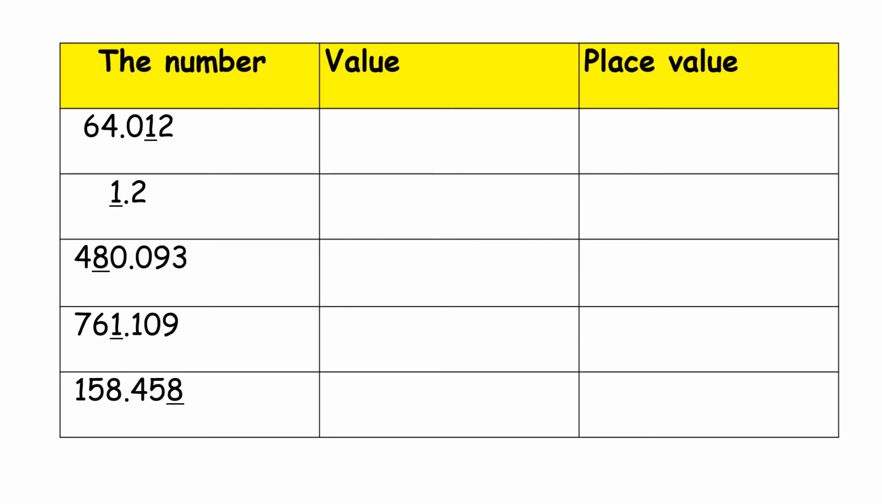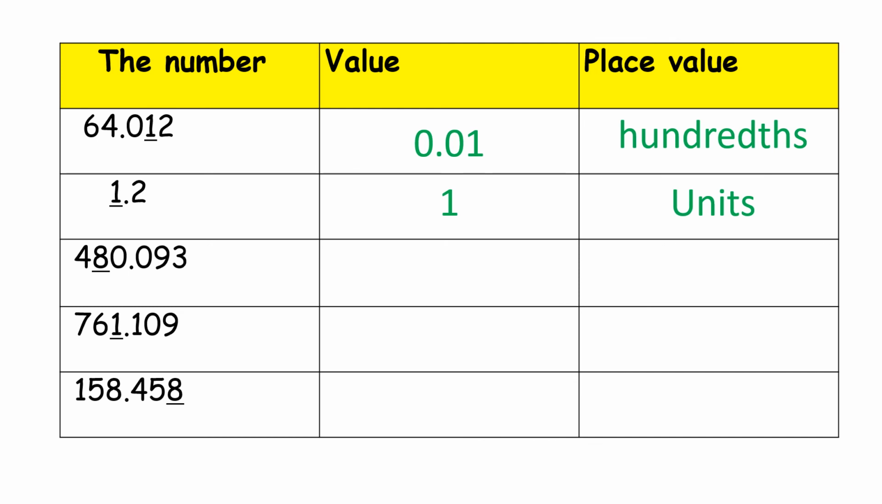Now let's know the value and the place value of the decimals. Okay, I have here this number, which is 64 and 12 thousandths. He wants you here to know the value of the underlined digit. Number 1 here, the value of this digit will be 0.01, and the place value of digit 1 is hundredths. Okay, 1.2, or 1 and 2/10. The value of 1 will be 1, and the place value of 1, it's very easy, it's in the units. Okay.